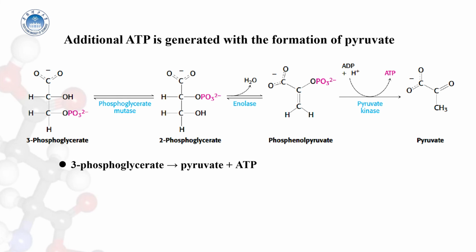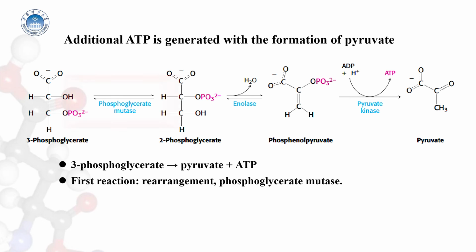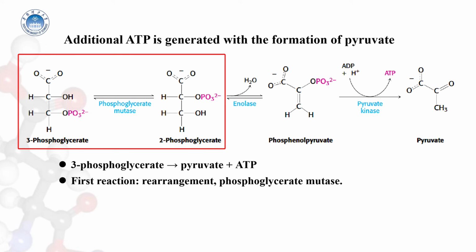In the remaining steps of glycolysis, 3-phosphoglycerate is converted into pyruvate, and the second molecule of ATP is formed from ADP. The first reaction is a rearrangement. The position of the phosphoryl group shifts in the conversion of 3-phosphoglycerate into 2-phosphoglycerate. This reaction is catalyzed by phosphoglycerate mutase.